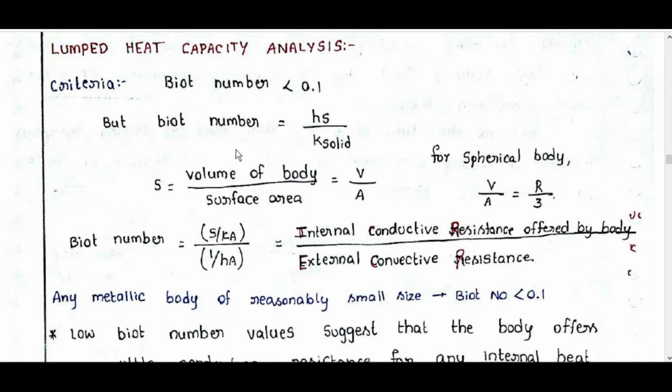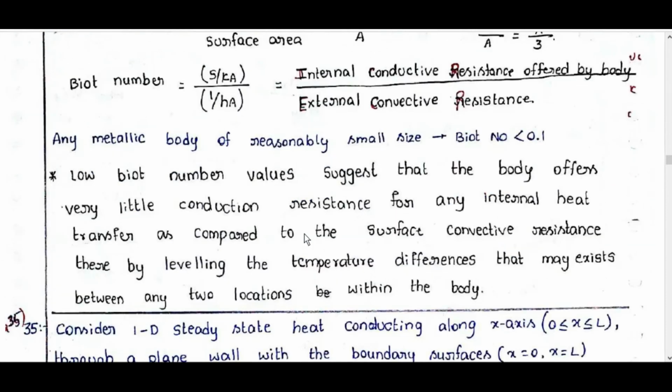Lumped heat capacity analysis criteria: Biot number less than 0.1, where Biot number is h Ls by k of the solid. For a sphere, Ls is equal to volume of body by surface area of body, V by A, and for a spherical body, V by A is equal to R by 3. Biot number is equal to (Ls by k) by (1 by h), which is the internal conductive resistance offered by the body by the external convective resistance.